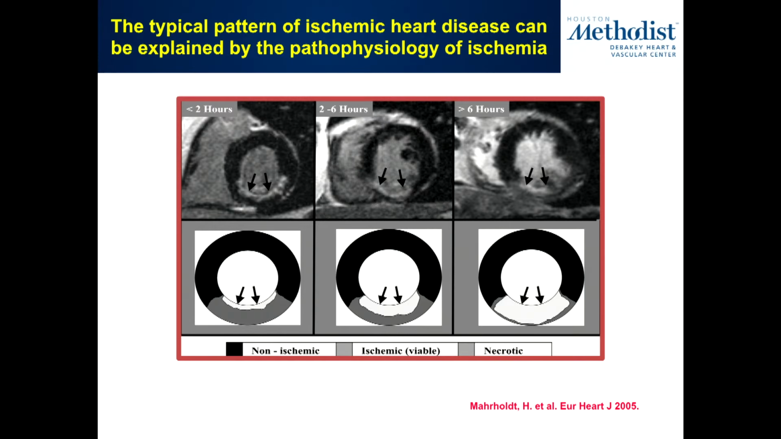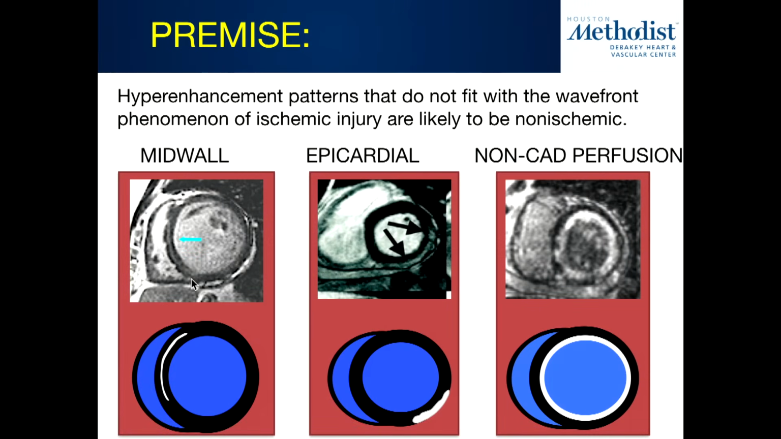So the first thing is identifying a pattern of myocardial injury that's not ischemic in origin. So it goes back again to this wavefront phenomenon, which we know that ischemic injury starts in the subendocardium and progresses outward. So if you see a pattern of enhancement that is shown in this left-hand side image where it's in the middle of the myocardium, another pattern of hyperenhancement where it affects the epicardium but spares the endocardium, or you see one that's very diffuse and doesn't really fit with the coronary perfusion territory, these are all clues that the hyperenhancement pattern that we're seeing is in fact a non-ischemic pattern of injury.